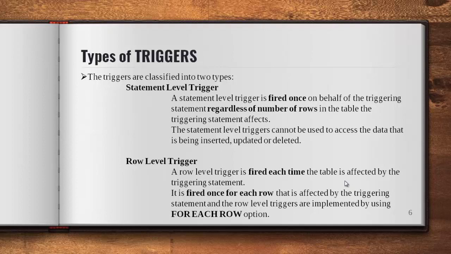So in order to implement this in MySQL, we are going to use the FOR EACH ROW option. That's what we have seen in our previous slide also. So the FOR EACH ROW option is useful for implementing our row level trigger in MySQL. In order to illustrate this, we'll see a small example.